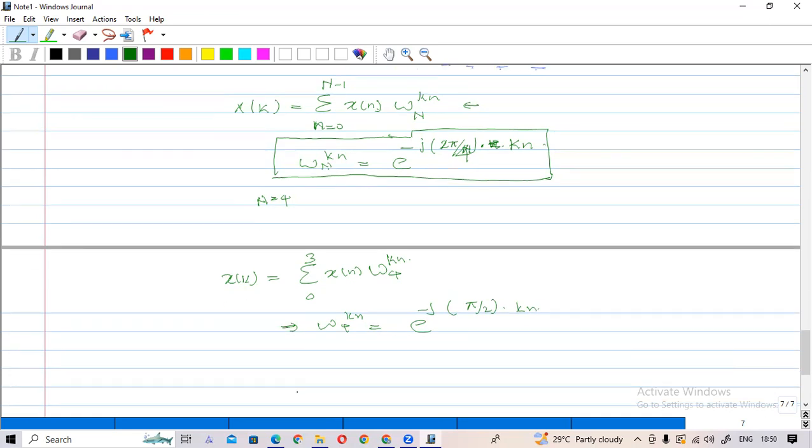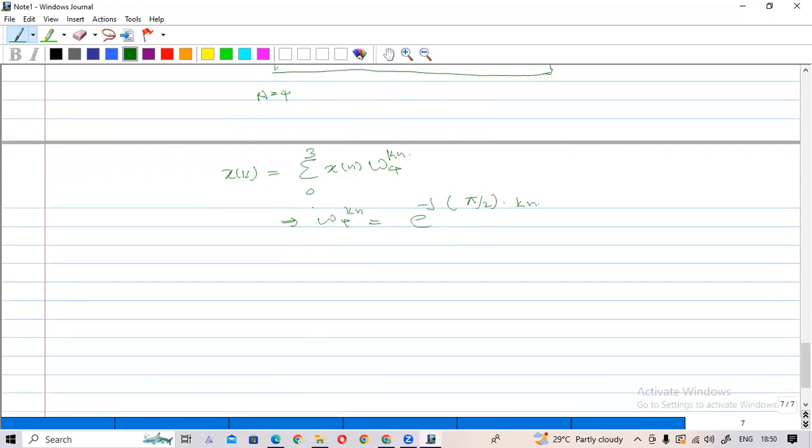Now you need to expand this. You already know that k goes from 0 to 3, that is 0, 1, 2, 3. Now you have to find this X[k]. So you have to find X[0], X[1], X[2] and X[3], because k goes from 0, 1, 2, 3.